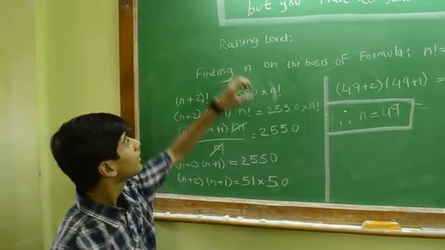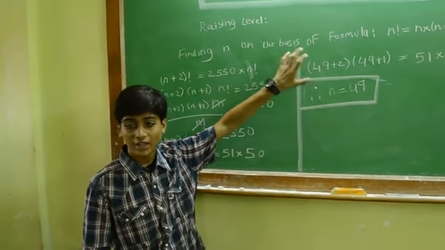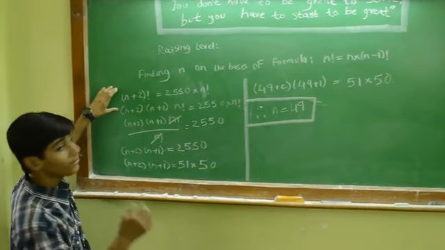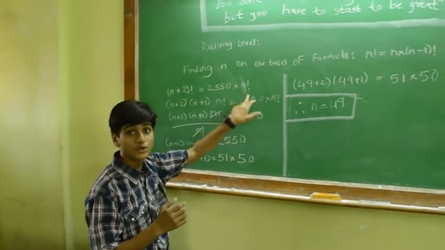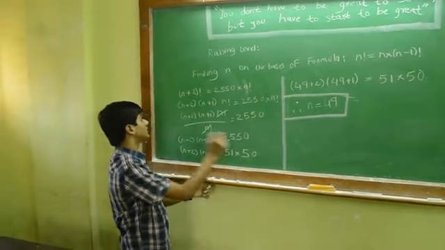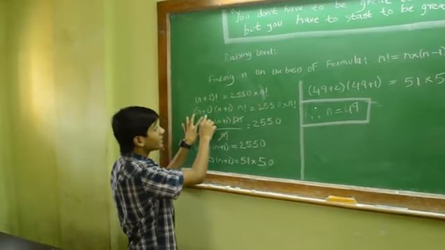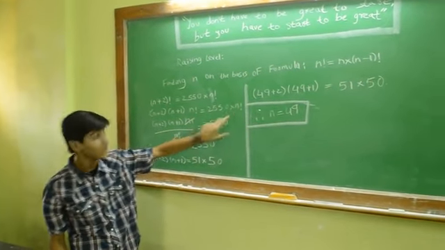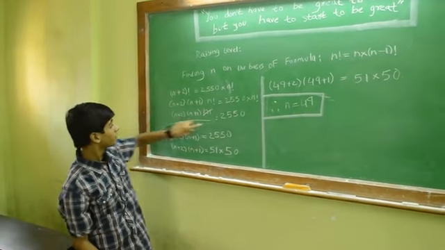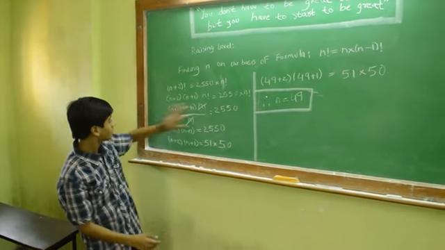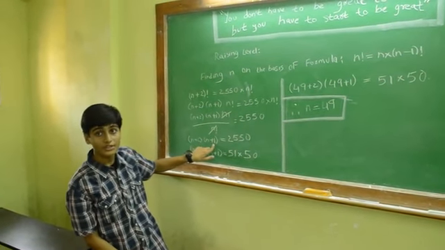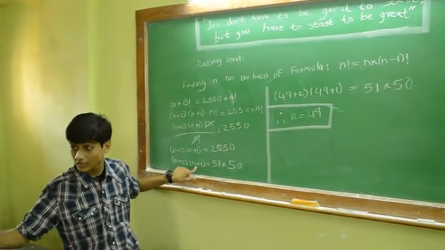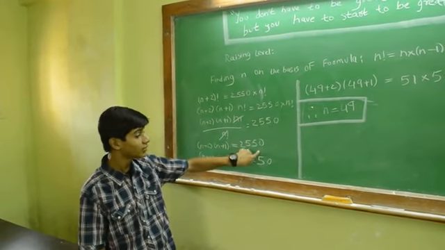Now, finding n on the basis of the formula n factorial equals n into n minus 1 factorial. So if you are given n plus 2 factorial equals 2550 into n factorial, and we have to find n, then n plus 2 factorial can be simplified as n plus 2 into n plus 1 into n factorial, equals 2550 into n factorial. So n factorial would come in division and will be cancelled out. So n plus 2 into n plus 1 equals 2550. n plus 2 into n plus 1 equals 51 into 50. 51 into 50 equals 2550.